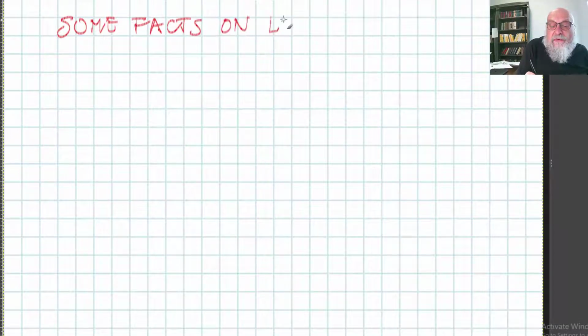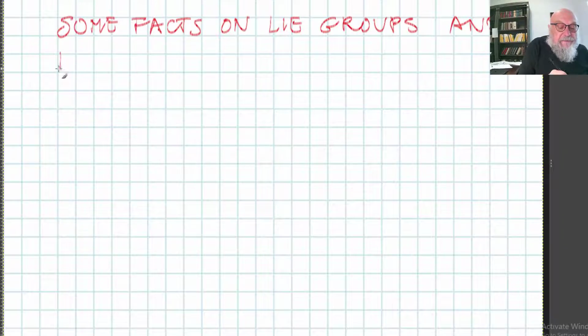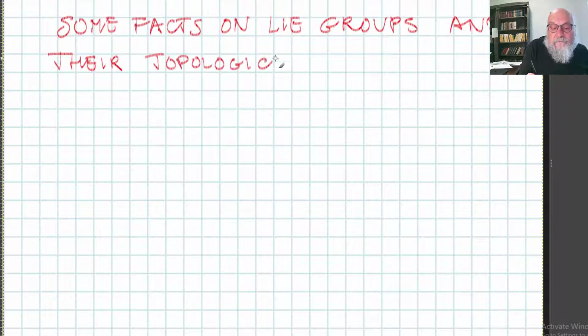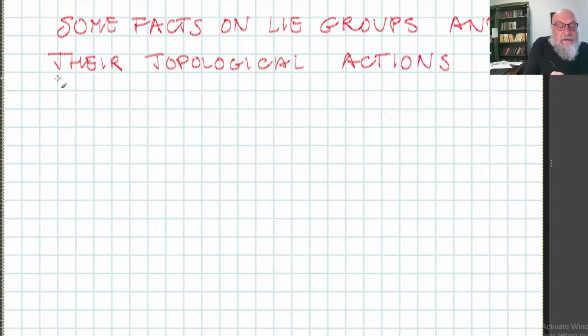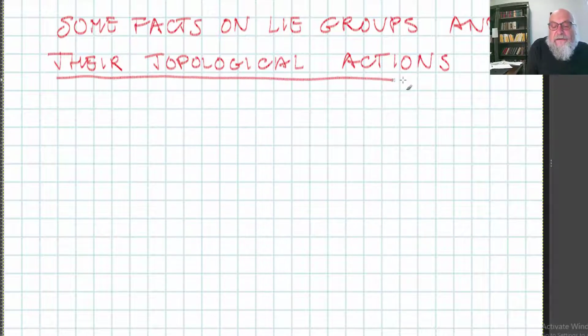On Lie groups and their topological actions. So that's our title, and let's just start. So what is a Lie group? So that's the definition.